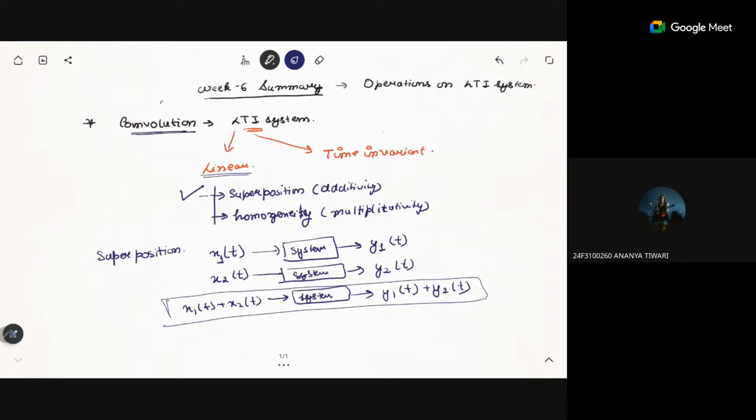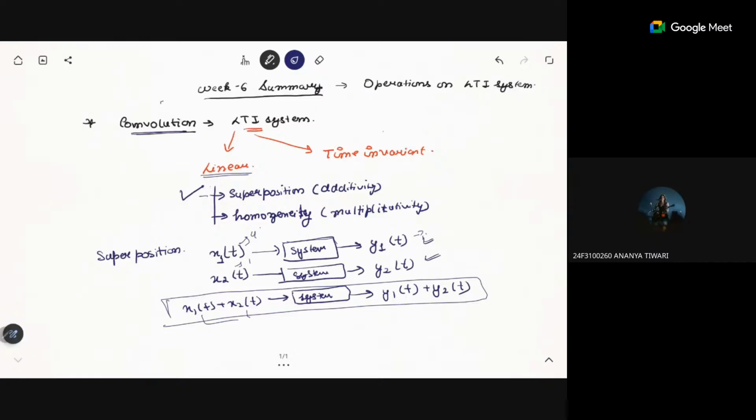You can get a question like this: some system is there, with inputs x1(t) and x2(t), and the system performs some operation and gives the output y1(t). If these two are cascaded, what will be the output? The output will be very simple: the addition of the outputs of these two.